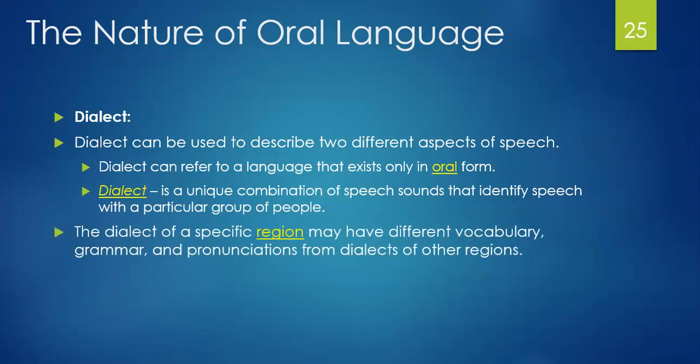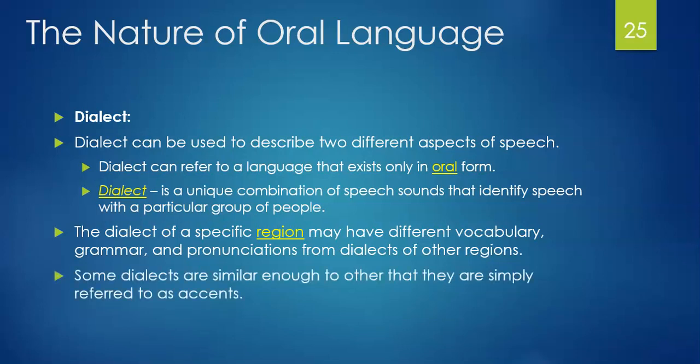The dialect of a specific region may have different vocabulary, grammar, and pronunciations from dialects of other regions. Some dialects are similar enough to others that they are simply referred to as accents. An example of a regional dialect could be Southern drawl, where people say "I'm fixing to do something," and say "y'all" instead of "you all."